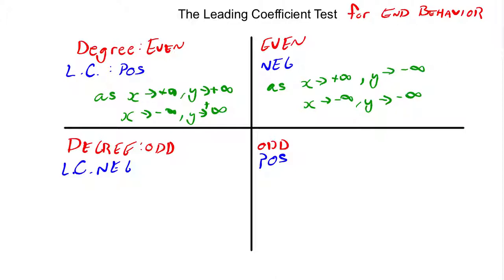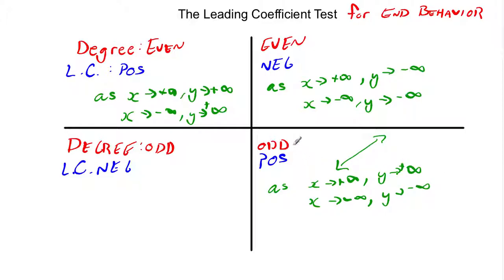All right, well, what about when we have an odd degree and that's positive? Again, we're going to have the two situations as x goes to positive infinity and as x goes to negative infinity. Well, 1 is an odd number. So we can have a linear function with a positive leading coefficient, so that's going to be a positive slope. As x goes to positive infinity, look, y is going to positive infinity. But as x goes to negative infinity, y is going to negative infinity.